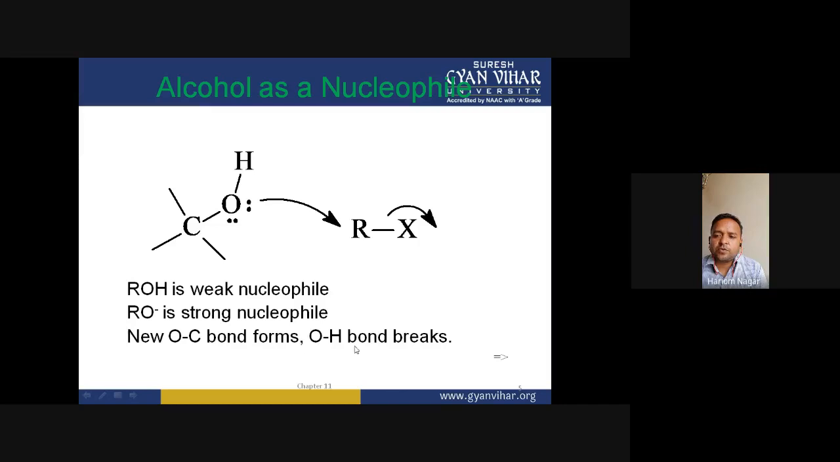The new O-C bond forms and the O-H bond breaks. Here a new carbon oxygen bond is formed between this oxygen and this carbon of the alkyl group, and the old bond between oxygen and hydrogen is broken. Here this is broken down. Okay. So in this reaction, this molecule is releasing H plus ion, so it acts as an acid also.